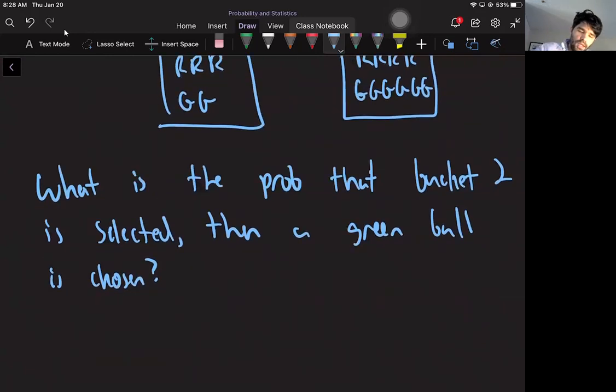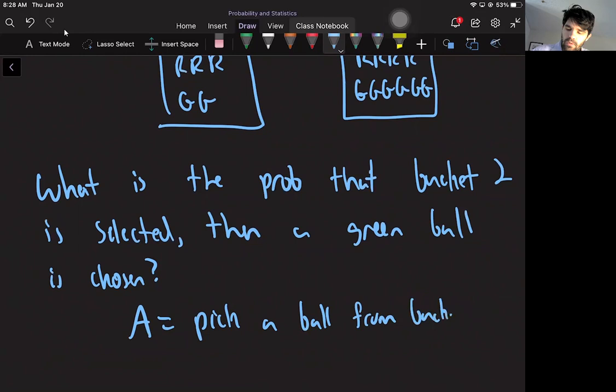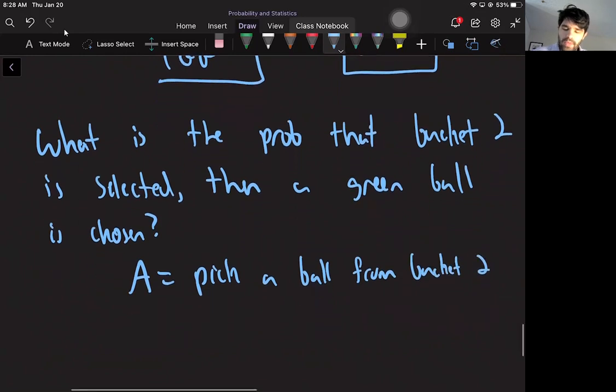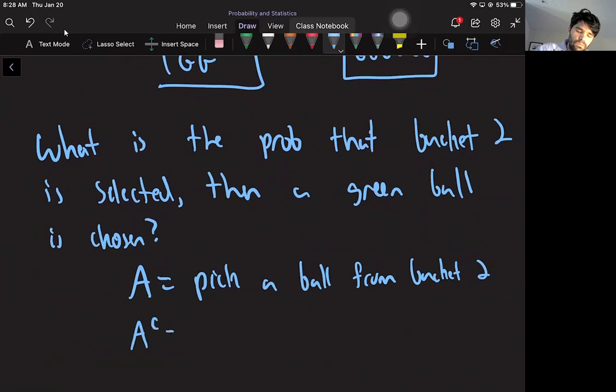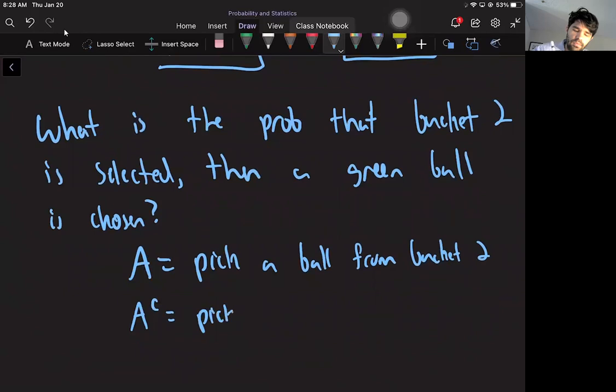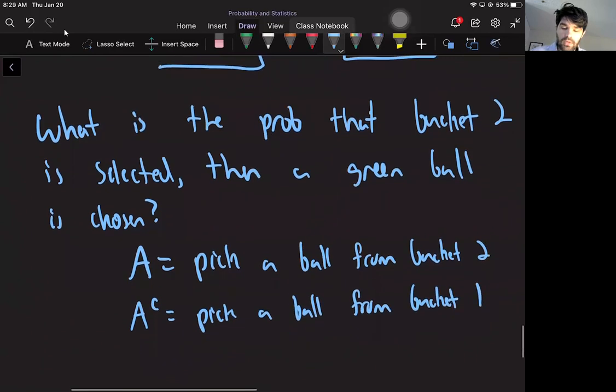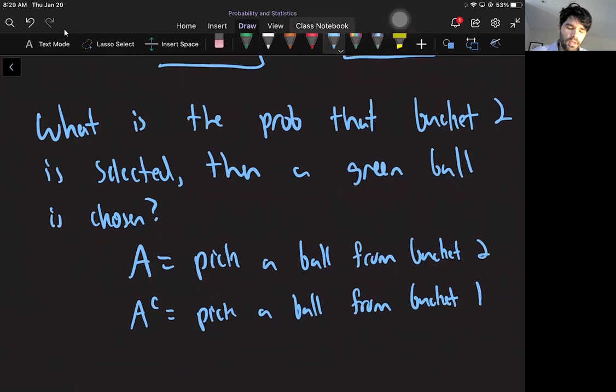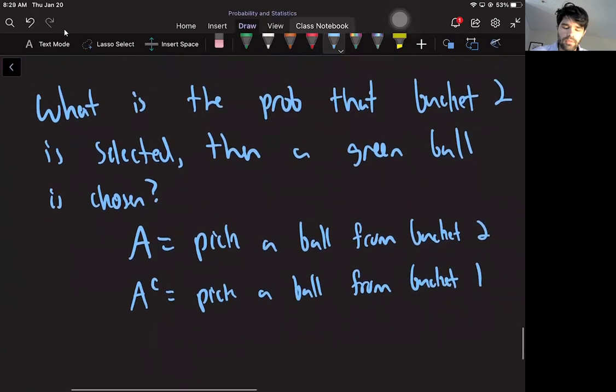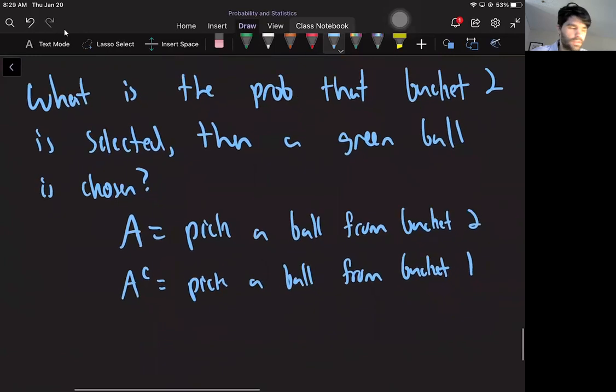So if you make A be pick a ball from bucket 2, then A complement will mean that I picked a ball from bucket 1. And you don't have to use A and A complement, but they are complements. You can name them like A and B or something if you want, but they are complements because you have to do one or the other. They're opposites of each other.